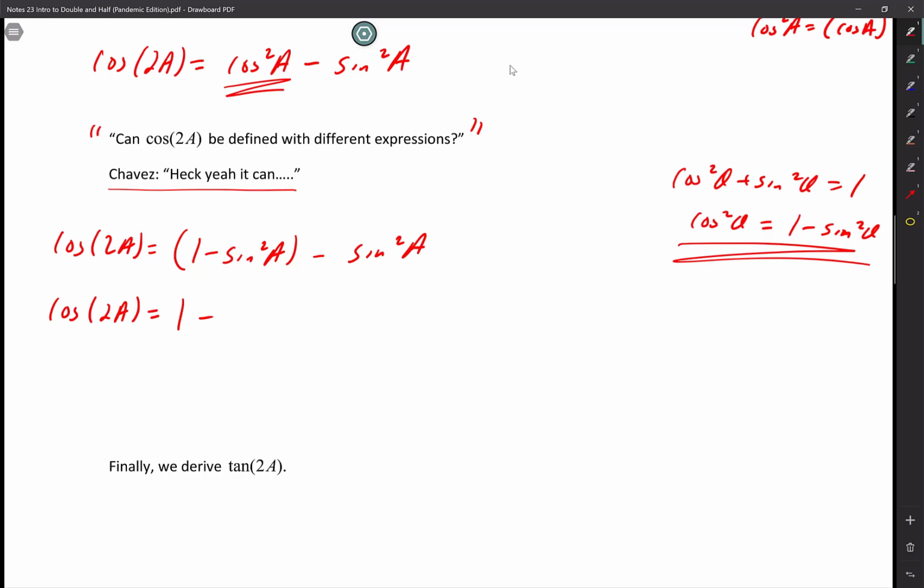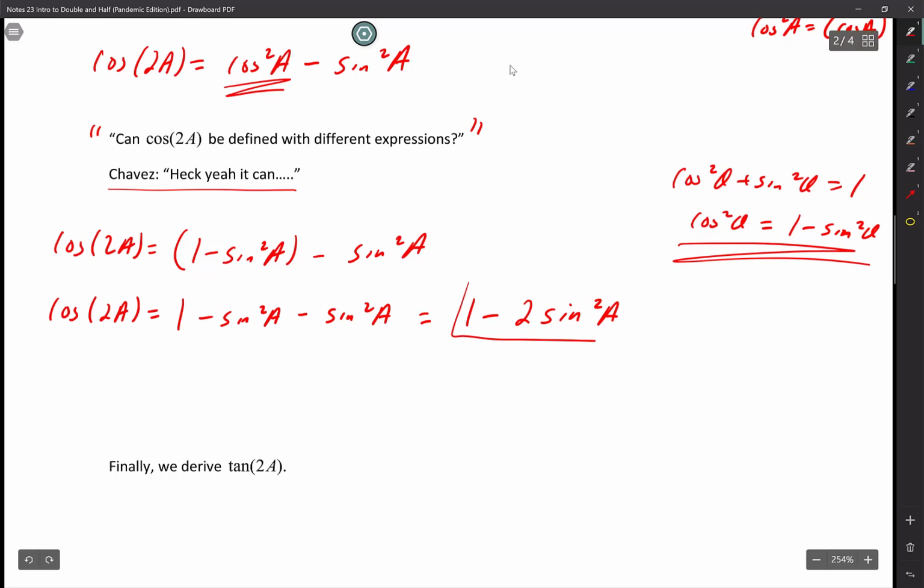Okay, anyways, let's just do math here. 1 minus sine squared a minus sine squared a. There are 2 of them, so I can rewrite this as 1 minus 2 sine squared a. There's another formula for what cosine 2a is. And I'm going to do one more formula. What if I decided to substitute the sine squared? I could have written sine squared theta equals 1 minus cosine squared theta. So I'm going to substitute this one now, and I'll put it in blue to differentiate it from the other equation.